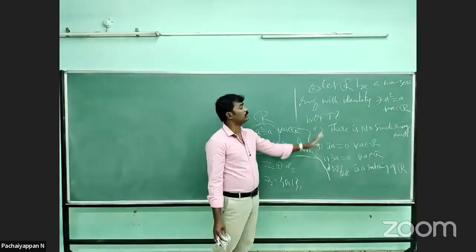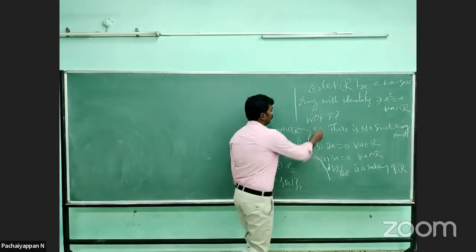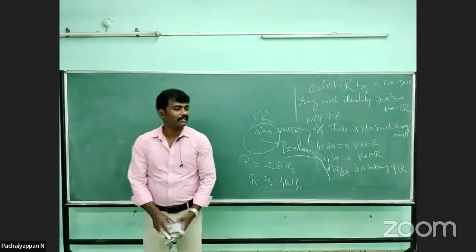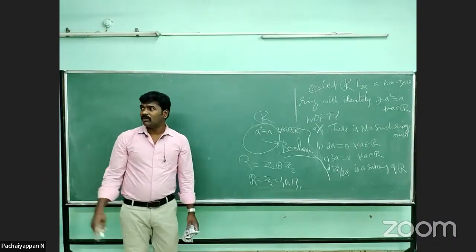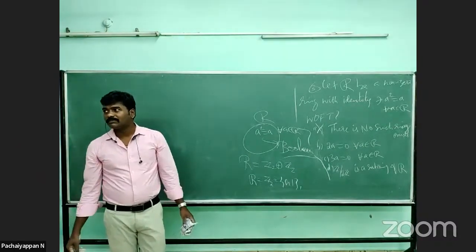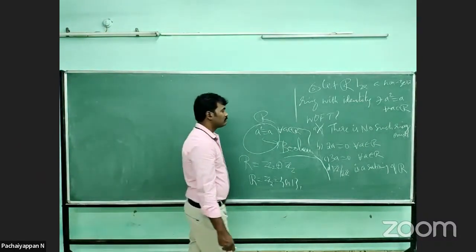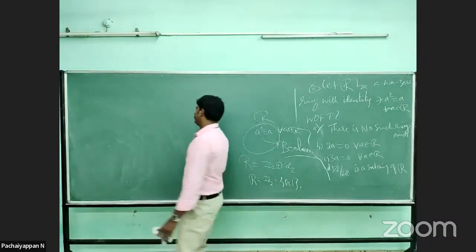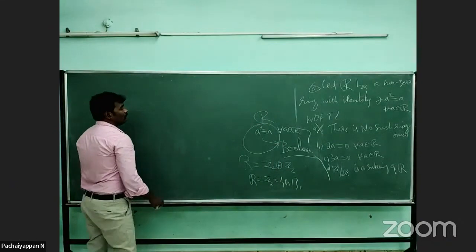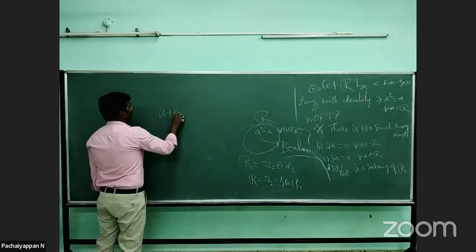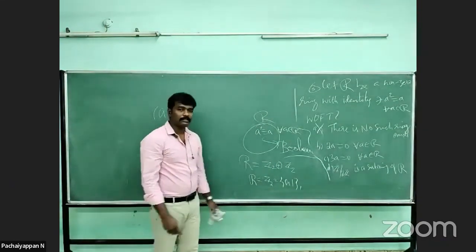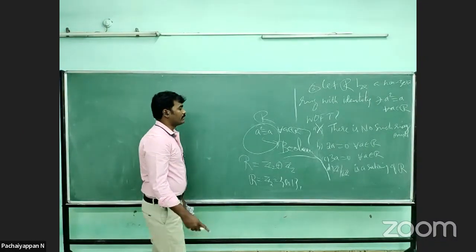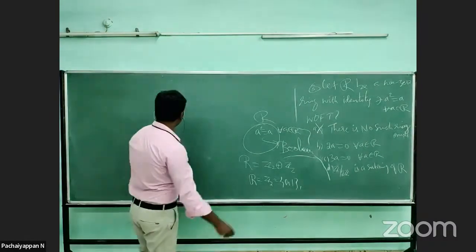This option says that there is no such ring satisfying this condition. Wrong. Okay, 2a equal to 0 for every a. Why? That we don't know. Why is 2a equal to 0? Someone want to say the answer, please? Okay, someone, your mic is open, please.